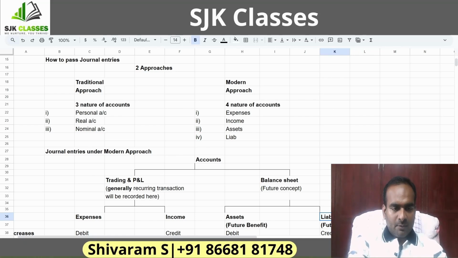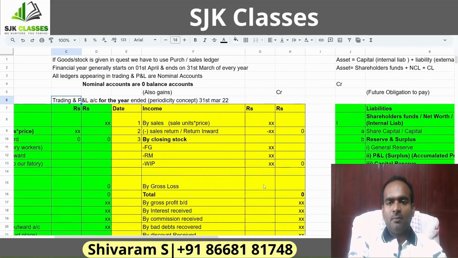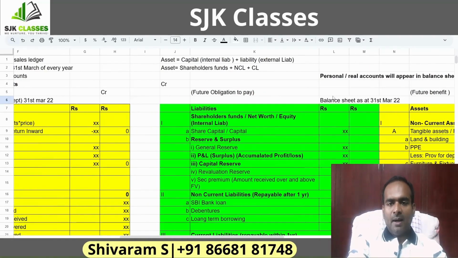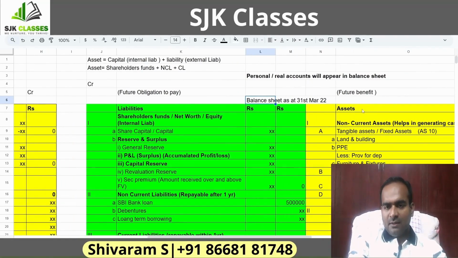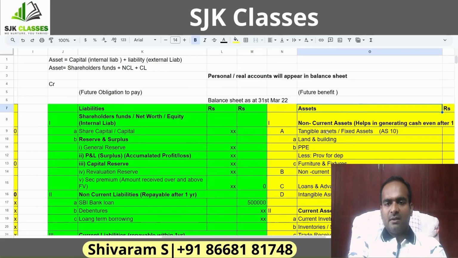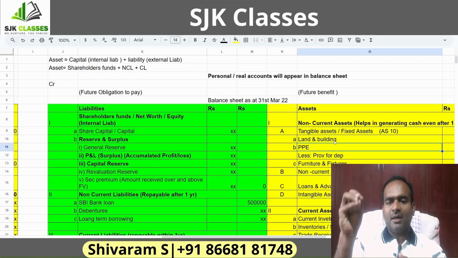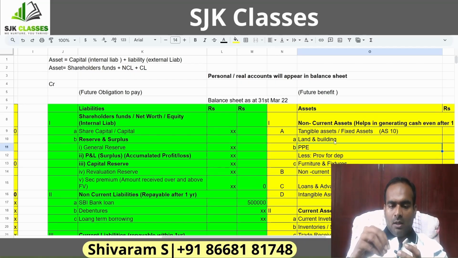Just for example purposes, I'll show you the pro forma balance sheet as well. In the balance sheet, let's speak of the asset side. So look here, on the asset side, the first item is what? Tangible assets or fixed assets, which is like land and building. So land and buildings are an asset for the entity. PPE. What is PPE? Nothing but plant, property, equipment. To put it in simple words, these are nothing but machineries. So machinery is an asset for the business.